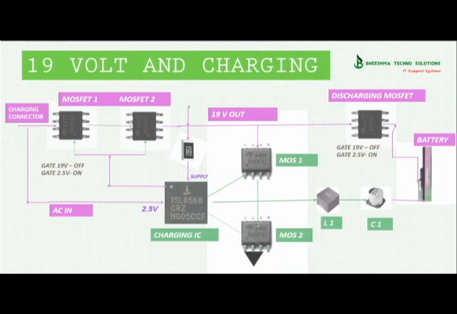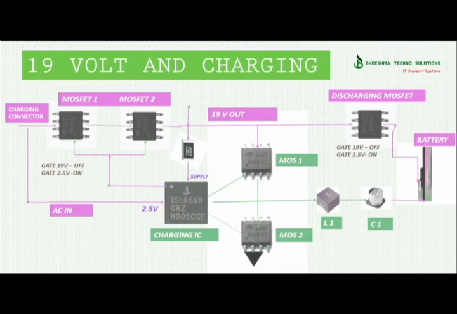Before power on, three voltages are produced, that is, if the charger is plugged in or the battery has enough voltage. 19 volt, 3.3 volt and 5 volt are present at these stages. These voltages are called primary voltages and always on voltages.